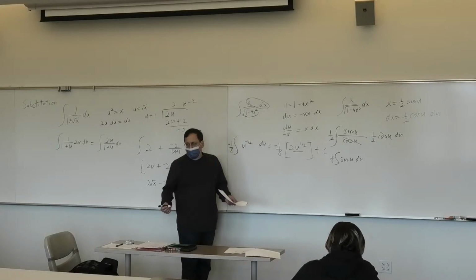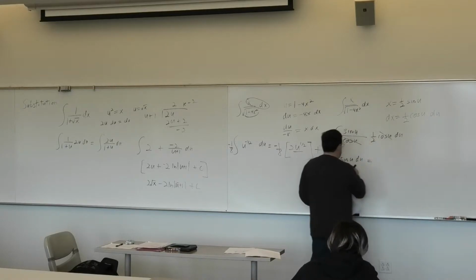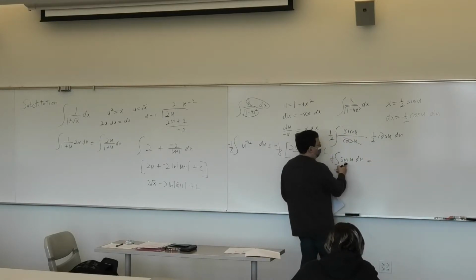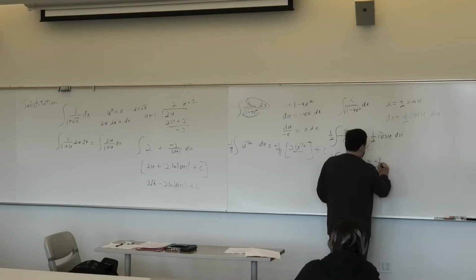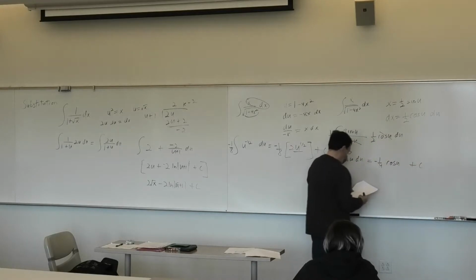That's something I know how to find the antiderivative of. I'm going to get a negative sign, right? It's going to be negative cosine, so negative 1/4 cosine of u plus constant of integration.